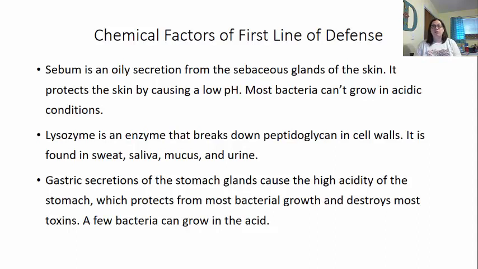This can be found in several secretions that you produce, such as sweat, saliva, mucus, and even the urine. We then see the gastric secretions of the stomach glands can cause the high acidity in your stomach, which we call stomach acid. This protects from most bacterial growth and can destroy also most toxins. However, there are a few that can grow in these acidic conditions, or they can at least survive the acidic conditions. Then they get into the intestines and they can potentially cause the problem. Okay, but again, these are areas of that first line of defense.